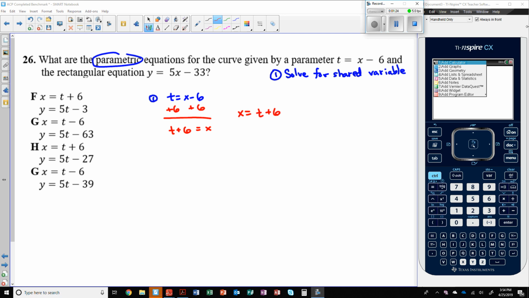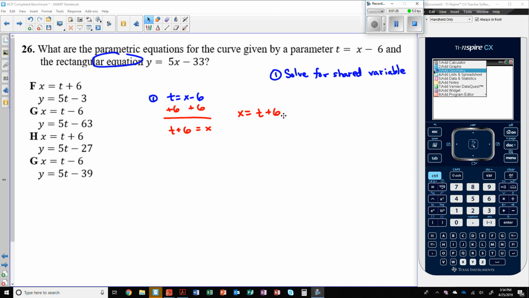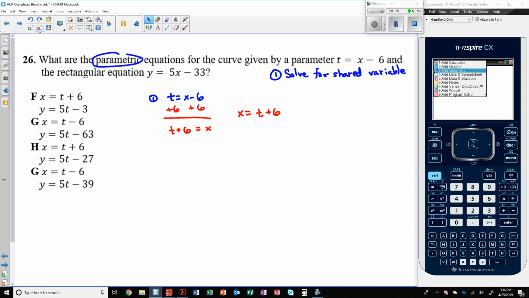Now we move on to our second step, and I probably need to slide this over to get more space. Second step, we substitute into the other equation. By the way, we have x equals t plus 6. We could actually eliminate this and this one. That's supposed to be a j. We got a typo there, so we eliminate that. Those are out.